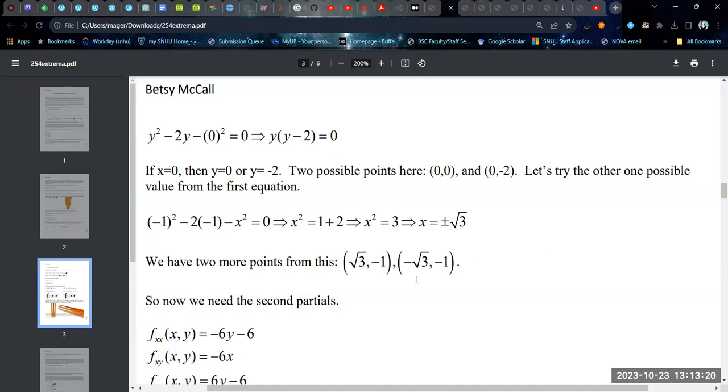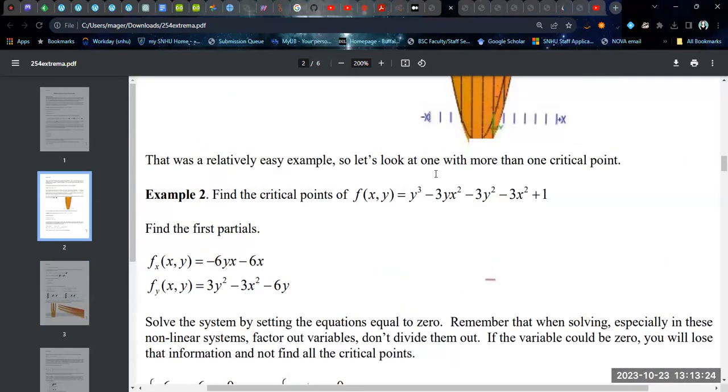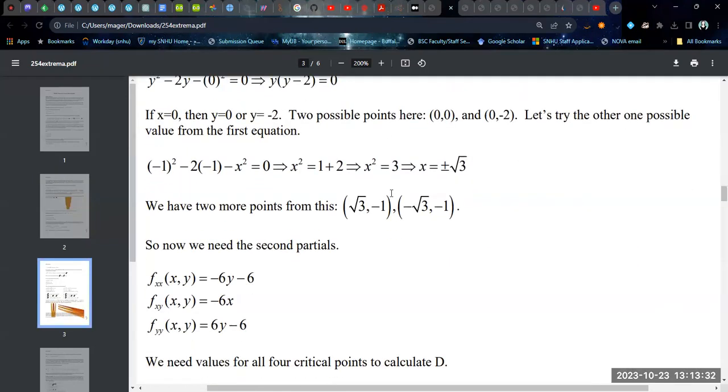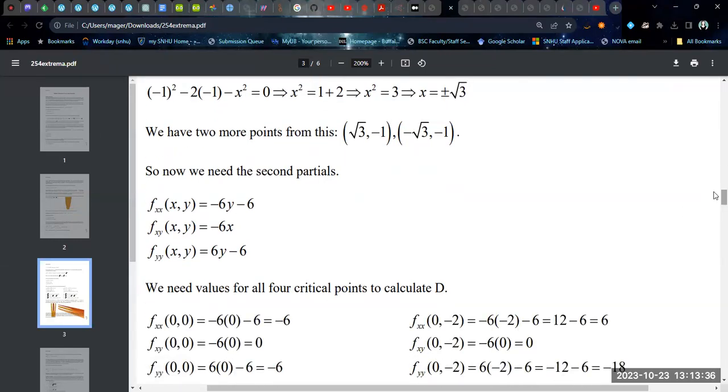Now, again, I got 4 points here because I actually have cubics. I have a cubic here and I have a cubic term here. And so I ended up with 4 potential critical points that I need to verify. So I'm going to go back and take my second partials in order to determine what each of these critical points is doing.